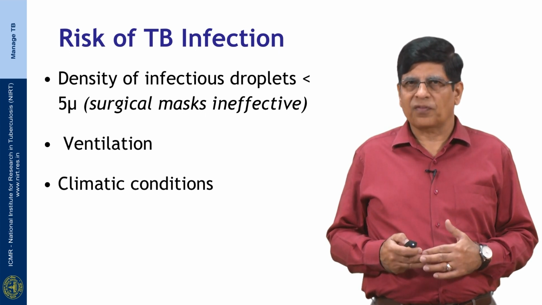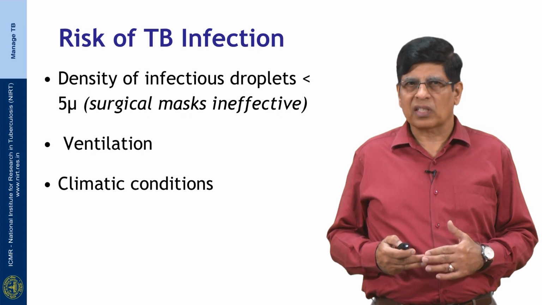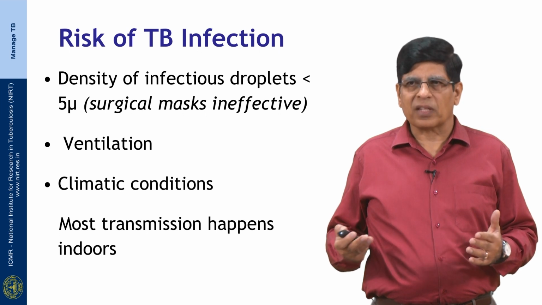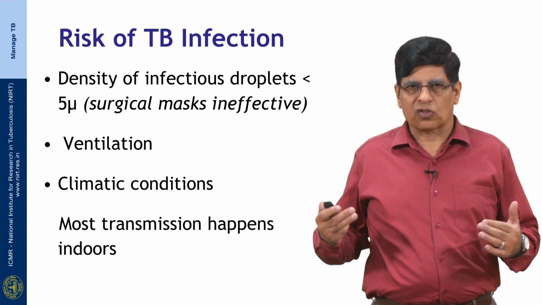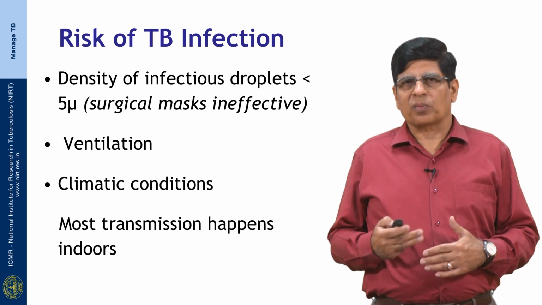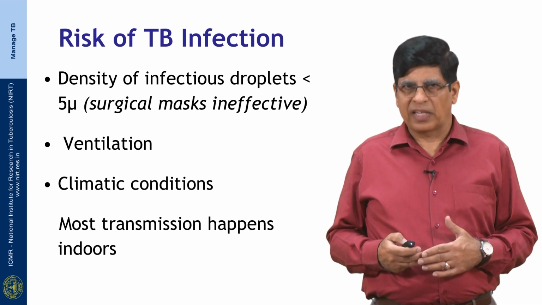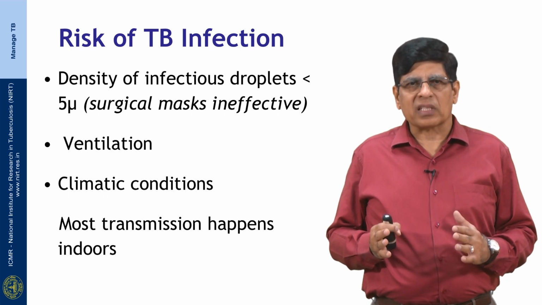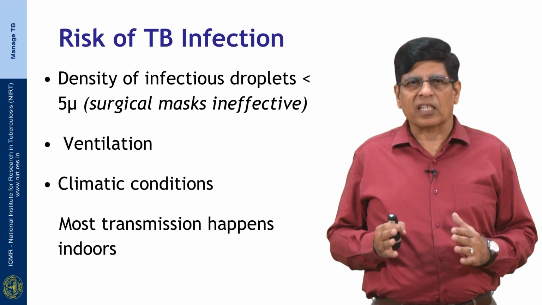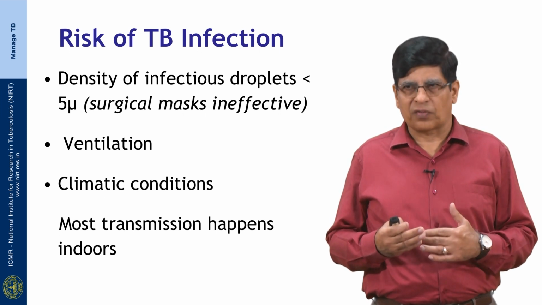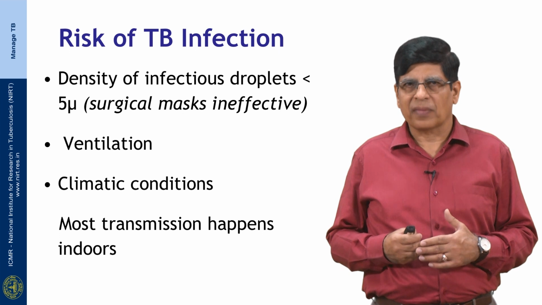Poor ventilation facilitates acquisition of infection. Climatic conditions such as cold climate, when people keep their windows and doors closed, also facilitate increased transmission because of reduced ventilation. We have to remember that most of the transmission happens indoors, and very little transmission happens outdoors because of the dilution effect of the air velocity.